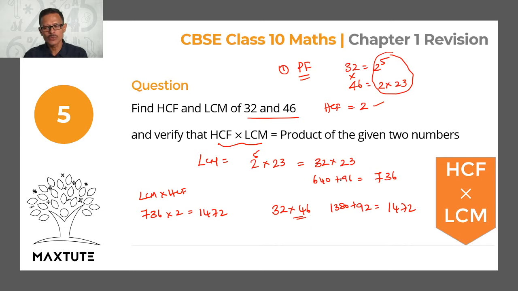The left hand side, what did you do? You took 2 power 5 and 23 as the LCM. That's your LCM. Your HCF was 2. You're still multiplying the same three numbers. So LHS should be equal to RHS. So the product of any two numbers will always be equal to the product of the LCM of those two numbers and the HCF of those two numbers.